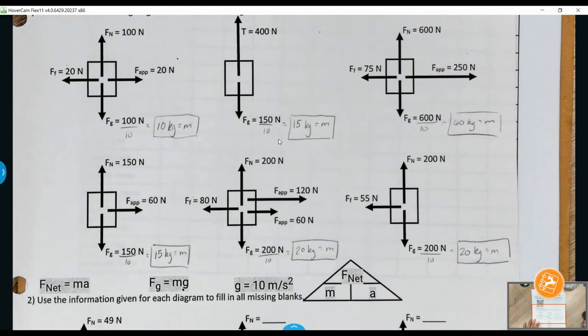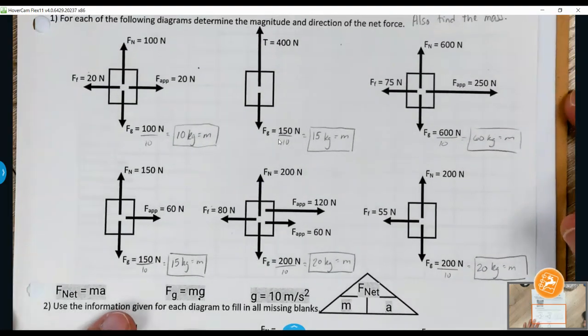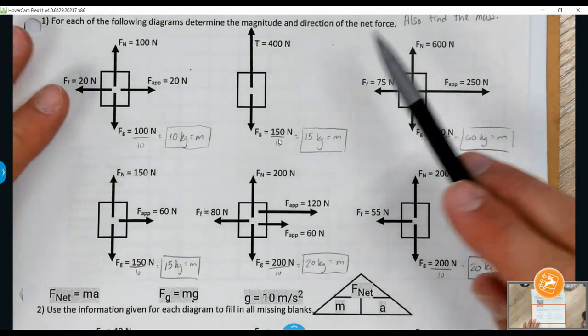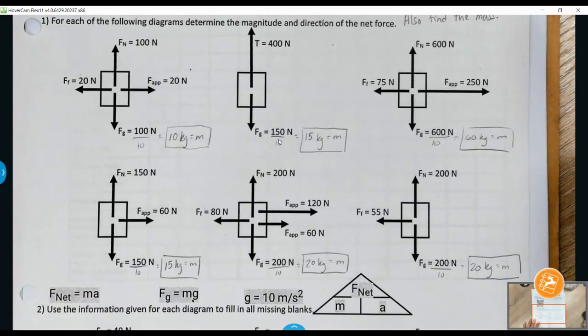So you have these pieces of information here already kind of given to us. We had to do just a very, very simple division problem. Okay, the next step they wanted us to do is find the magnitude and direction of the net force. The magnitude literally just means the number. So we're going to give the number, the unit, and the direction.